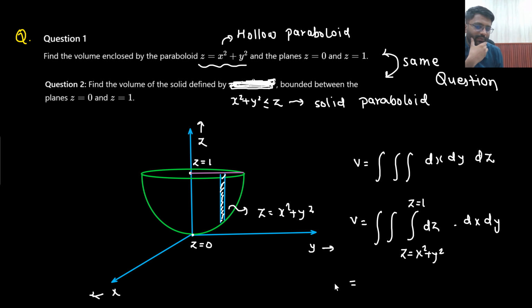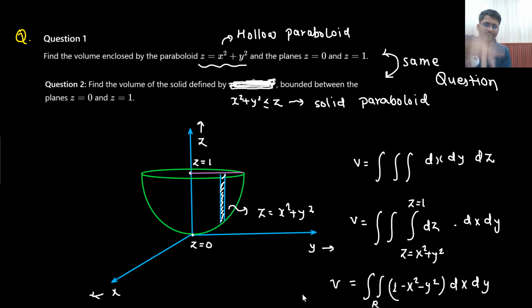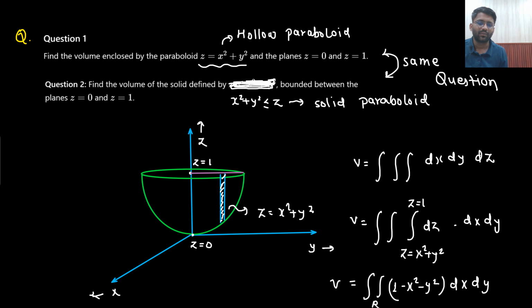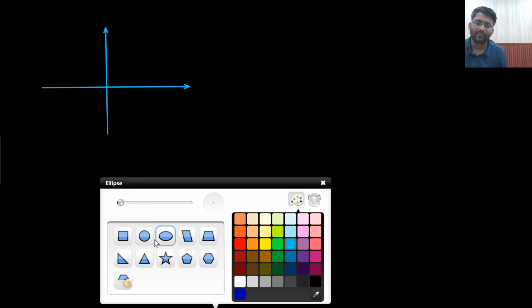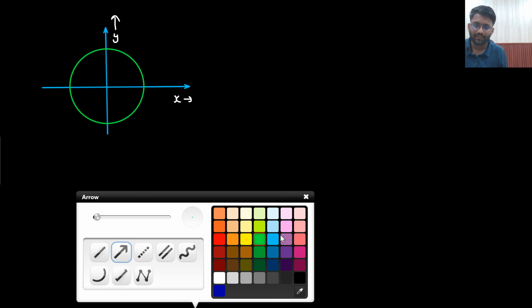Understandable? So what will I be getting? Volume is the double integral of 1 minus x square minus y square dx dy. Now I only need to put the limits of x and y. So I will simply take a projection where I squeeze this structure. Once I squeeze it, what will I be getting? I will be getting a circle of radius 1 on the xy plane.